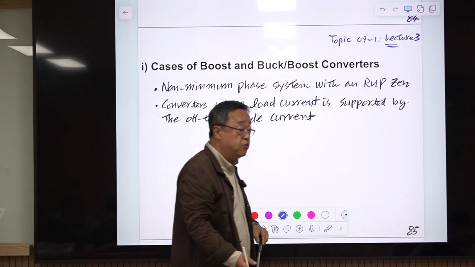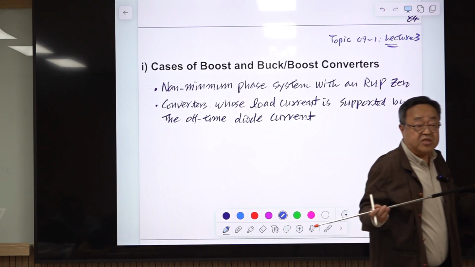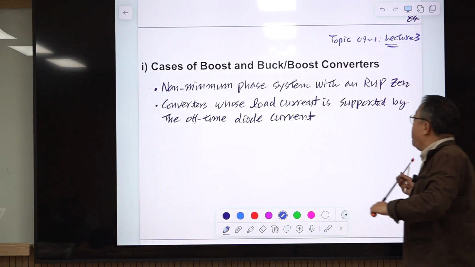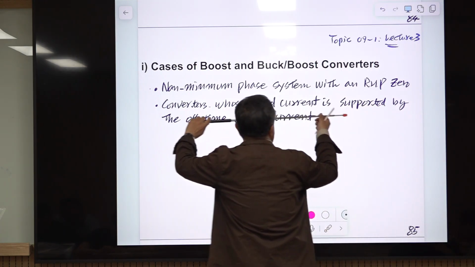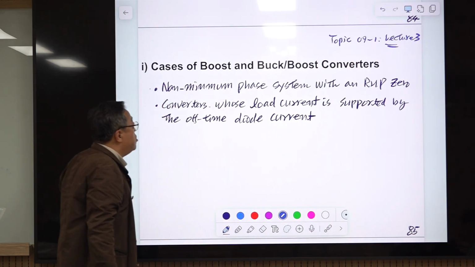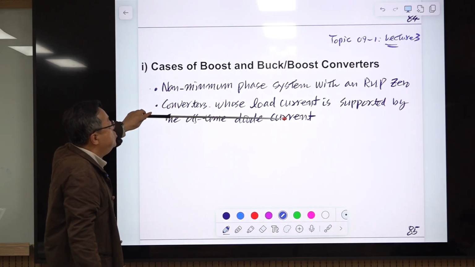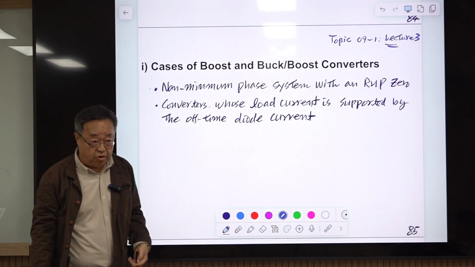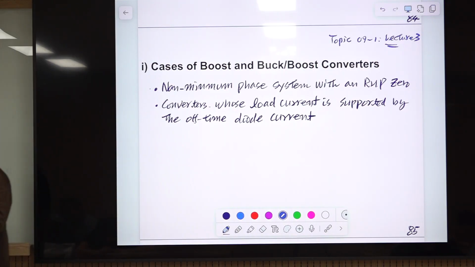All the PWM converters except the buck converter and buck-derived converters are non-minimum phase systems. They have an RHP zero. Why do they have the RHP zero? We went through all the details about that, and the conclusion is that a converter whose load current is supported by the off-time diode current should have an RHP zero. Let me give you two examples.